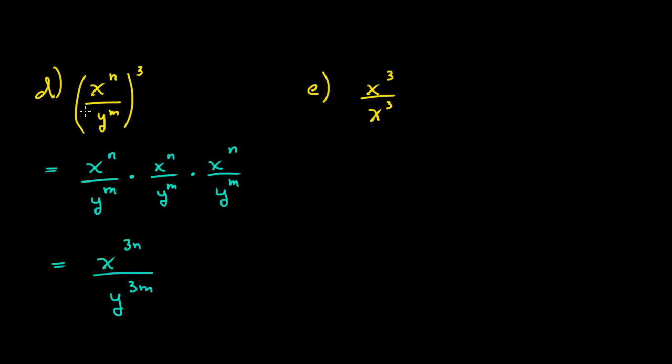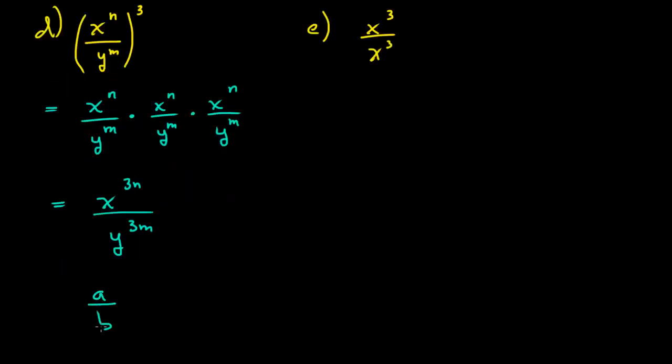So what happened here? Well, we raised x to the power of n to the exponent 3, because our numerator is just x to the power of n times x to the power of n times x to the power of n, which is x to the power of n to the power of 3. In the denominator, we had y to the power of m to the power of 3, which is y to the power of 3m. So how can we use this result to write a rule when we have a fraction a over b to the power of m? Well, this is equal to a to the power of m over b to the power of m.